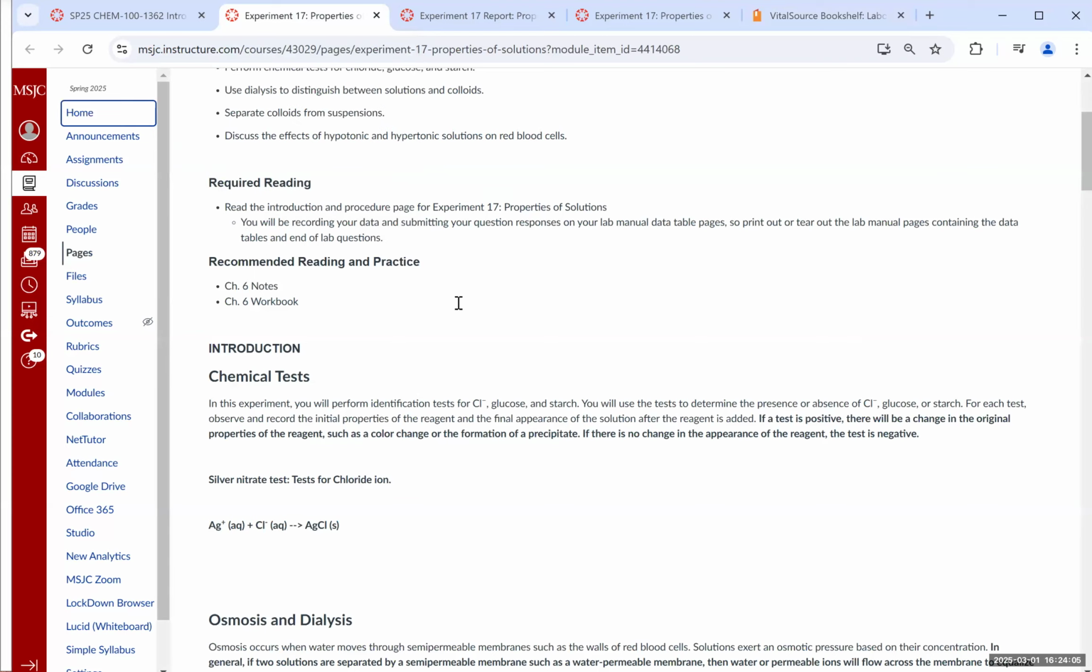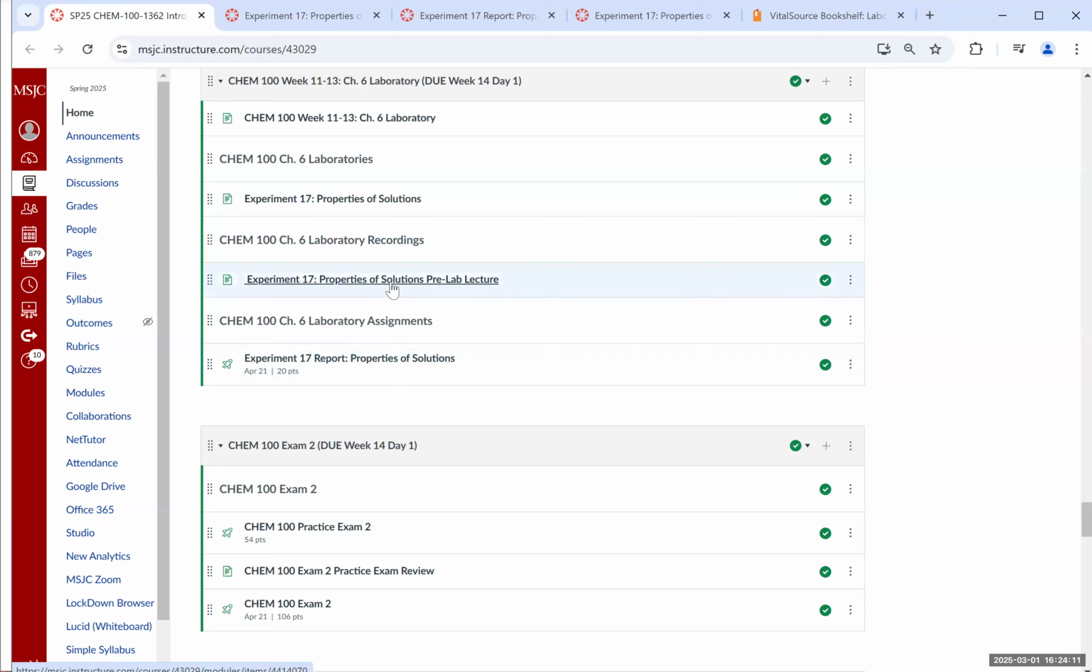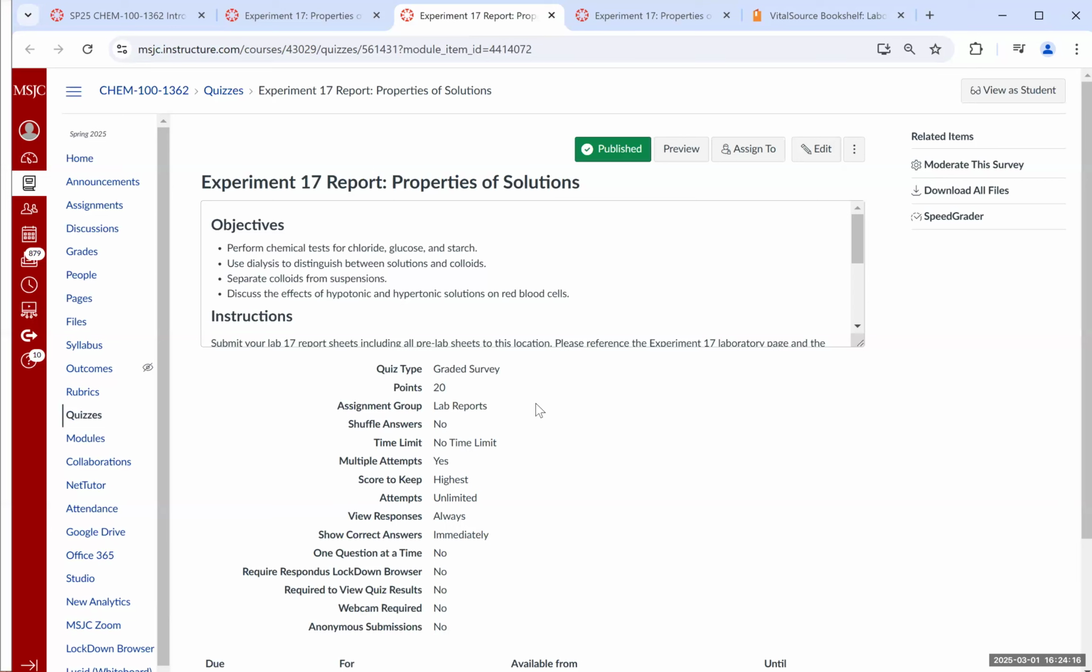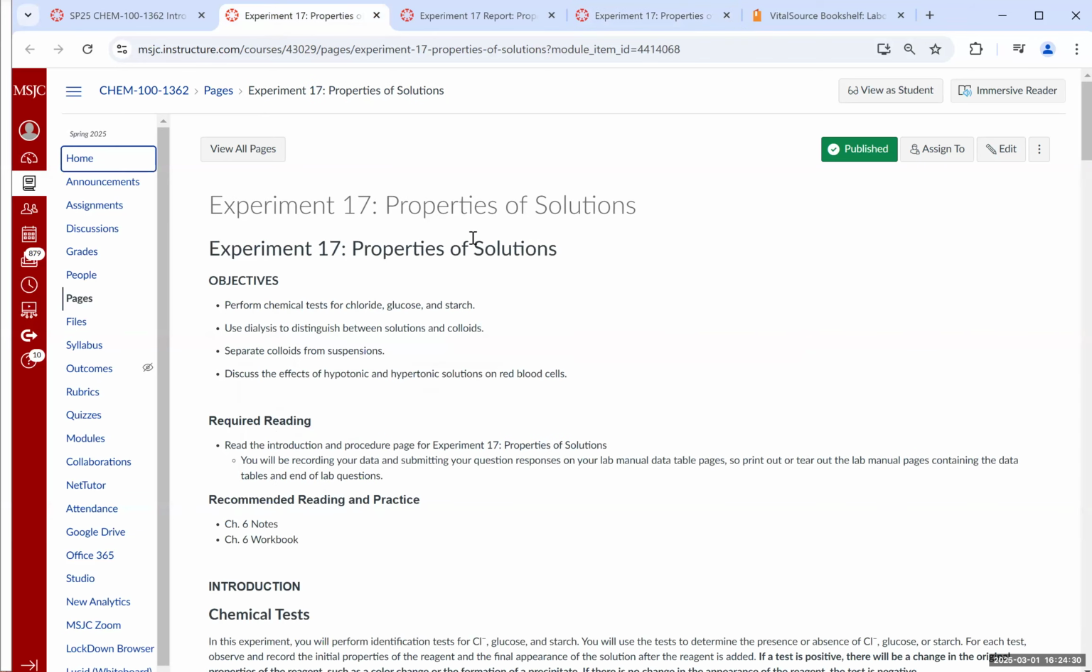So first, here's the properties of solutions page. We also have the pre-lab lecture as well as the report submission page. So here's where we will be submitting our final report. And here is the pre-lab lecture section, which covers a lot of the theory behind this lab. I would encourage you, as always, to watch the pre-lab lecture, to view the experiment page, and to read the pre-lab recommended reading and the lab introduction found in the lab manual.